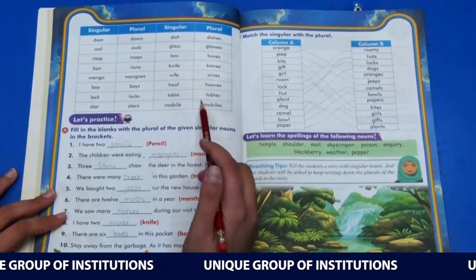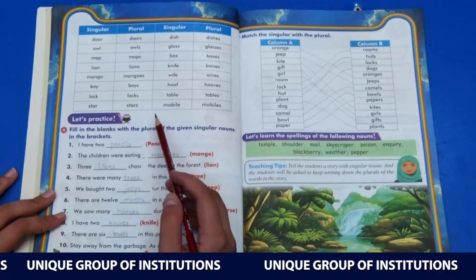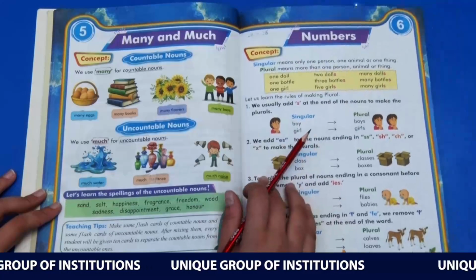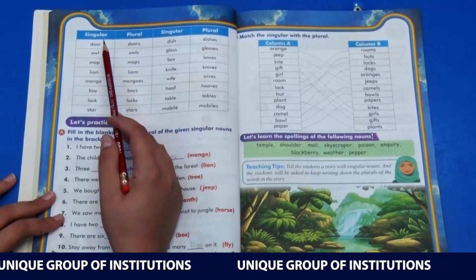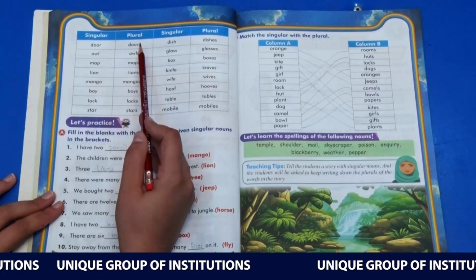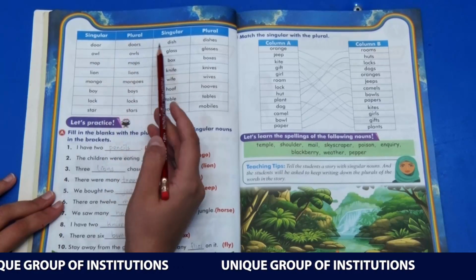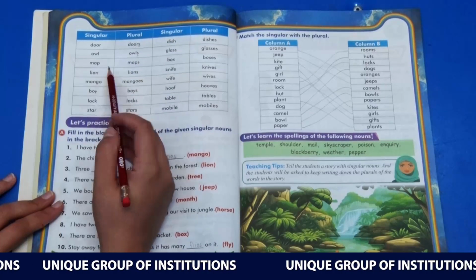Okay. Now open your grammar books, page number 20. There is the exercise of that numbers. On this page we are done with our board work. Now we will move to the exercise in which you can learn different singular and plural words. Like first is door, doors, owl, owls. We need to put s at the last so that it makes it plural.